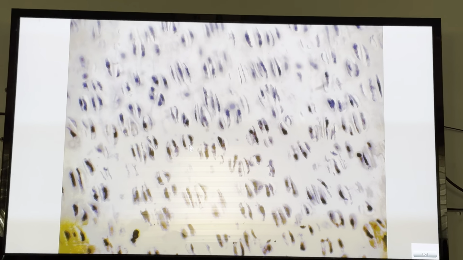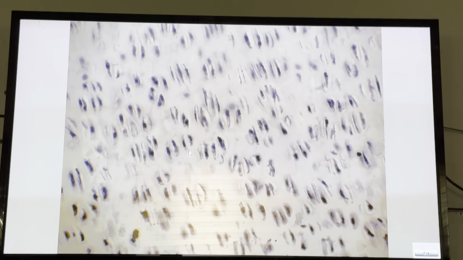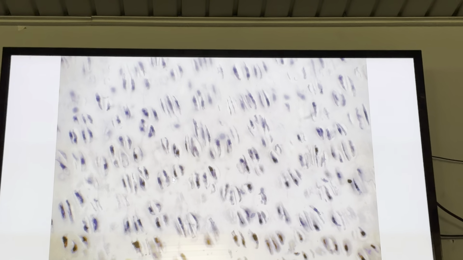The first zone is resting zone, typical hyaline cartilage. Second zone proliferative zone. We can see columns of stacked chondrocytes.